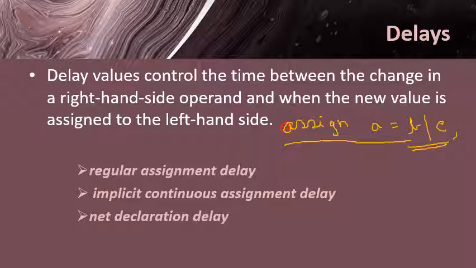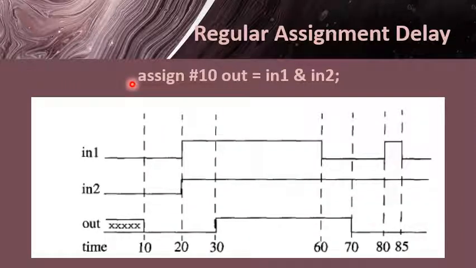There are three types of delay assignment: regular assignment delay, implicit continuous assignment delay, and net declaration delay. Let us look at an example of regular assignment delay. Assign #10 out equal to in1 and in2. Here there is an additional thing, that is #10. This is where you specify the delay, after the assign keyword. So #10 will be 10 time units.